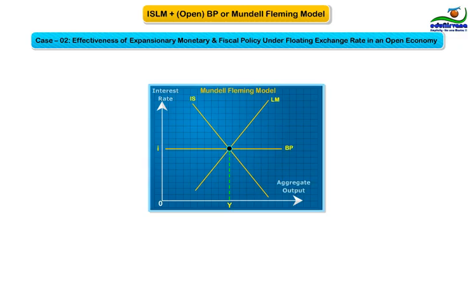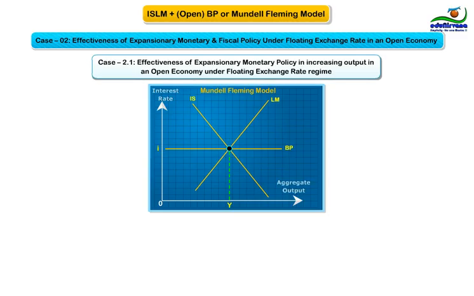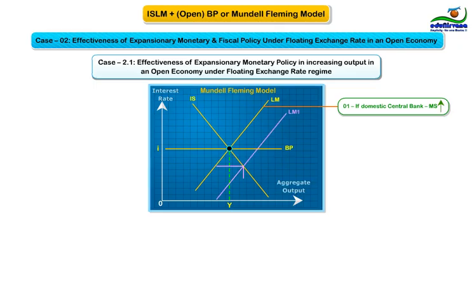Case 2. Let us utilize the model to assess the efficacy of monetary and fiscal policies for open economies under floating exchange rates regime. Let us first see case 2.1, that is, effectiveness of expansionary monetary policy in increasing output in an open economy under floating exchange rate regime. Suppose the central bank increases its money supply. This shifts LM to LM1, which results in downward movement in interest rate, as a result of which aggregate output or income rises from point Y to point Y1.